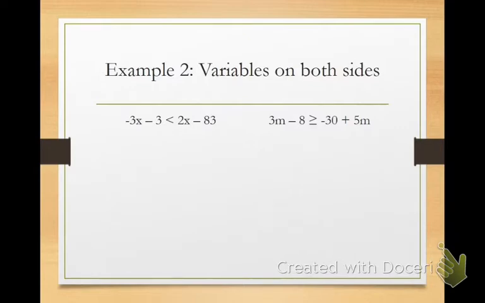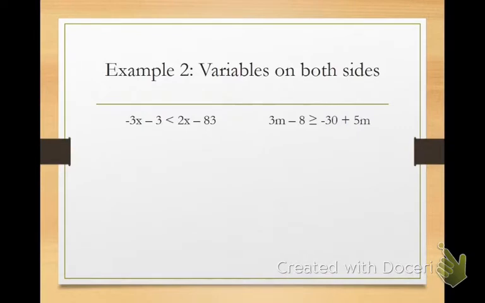So in order to avoid that, if we just look at the 2 and I move the lesser of the 2, then we don't have a negative coefficient. So that's an ideal situation. All right, so go ahead and write this inequality down if you haven't already: negative 3x minus 3 is less than 2x minus 83.